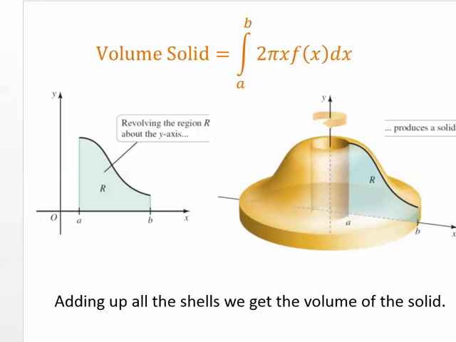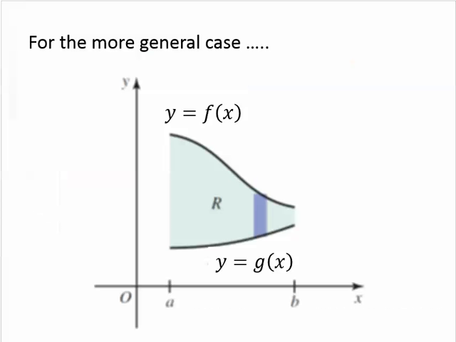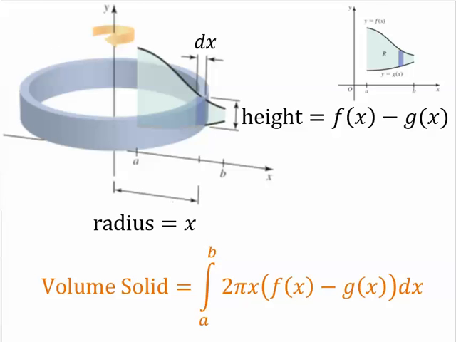Adding up all the shells, we get the volume of the solid. For the more general case, the height is just your upper function minus your lower function.